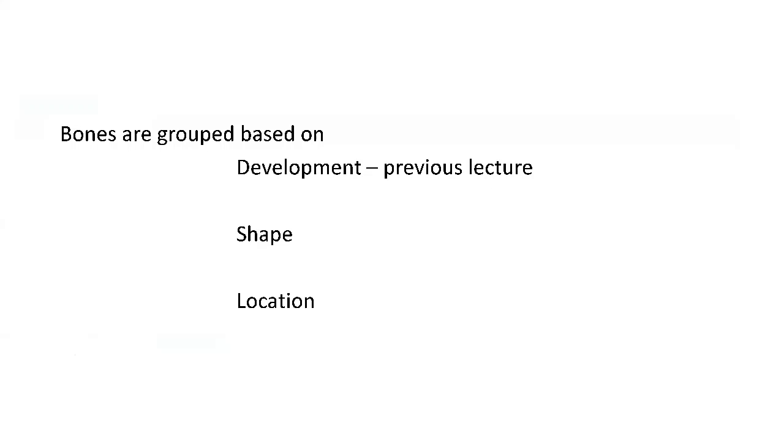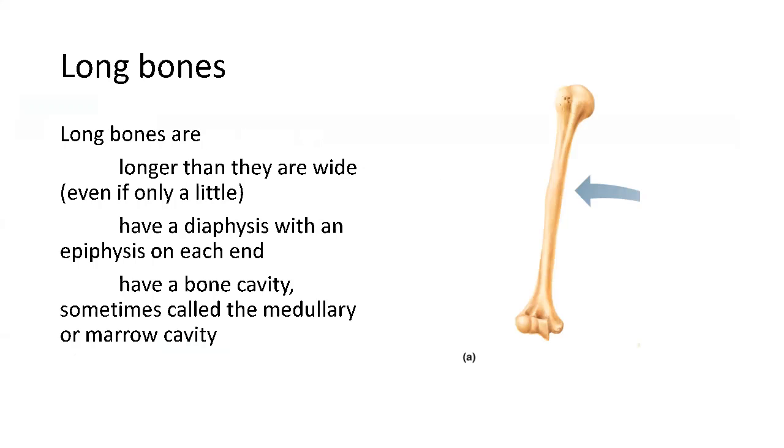This lecture is on bone types. We've already seen how bone is grouped based on development, which was the intramembranous versus the endochondral. We're now going to look at how bones are grouped based on shape and location. So, long bones. Long bones are basically longer than they are wide.